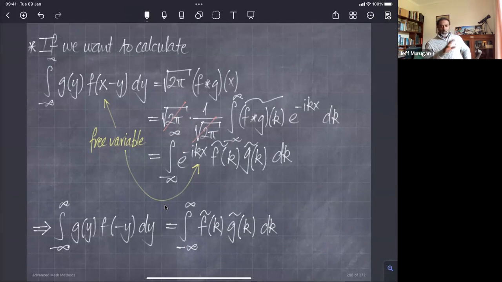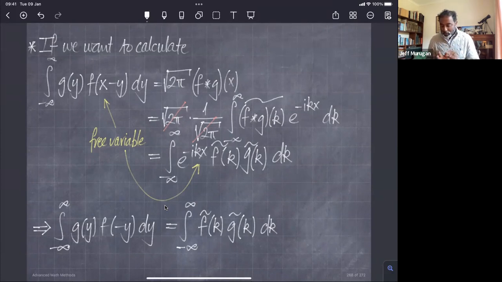We can interpret what this means in the following way. Suppose f is a complex valued function, and in particular, f is an imaginary function. In that case, f of minus y is the same thing as f of y complex conjugated. Okay. So I'm going to talk it out, and then I'm going to leave the steps for you to fill in for yourself.